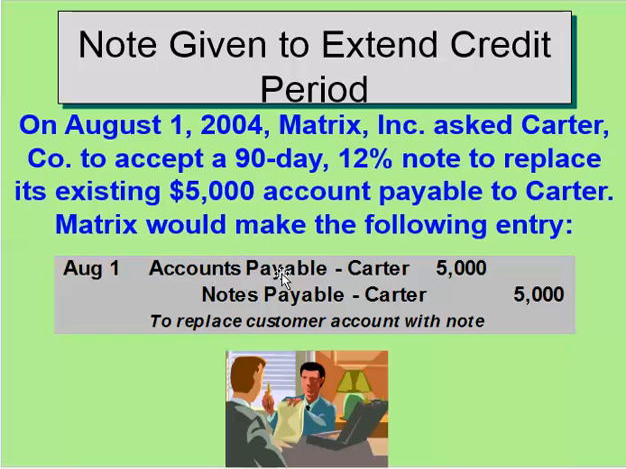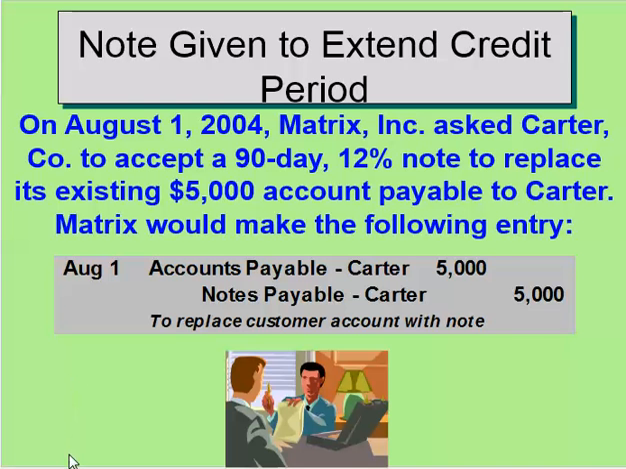So we're just going to debit the accounts payable. That has the impact of removing that liability for $5,000. And we're going to replace it with a notes payable, hence the credit here to notes payable for $5,000. That increases that liability to now notes payable.